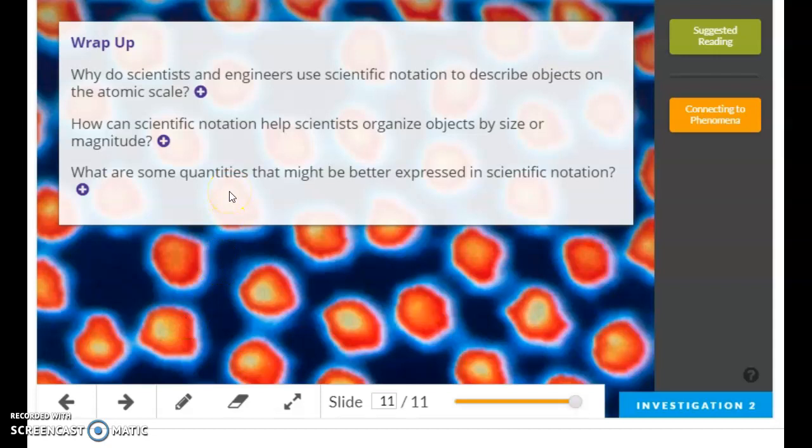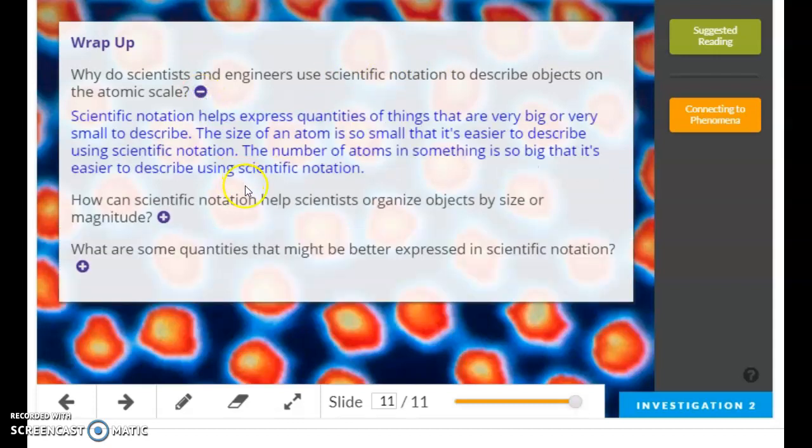All right, let's wrap up what we just learned today. So, why do scientists and engineers use scientific notation to describe objects on the atomic scale? Why do we do this? Why do we care about scientific notation? Well, scientific notation helps express quantities of things that are very, very big or very small to describe. The size of an atom is so small that it's easier to describe it using scientific notation. The number of atoms in something is so big that it's easier to describe using scientific notation.